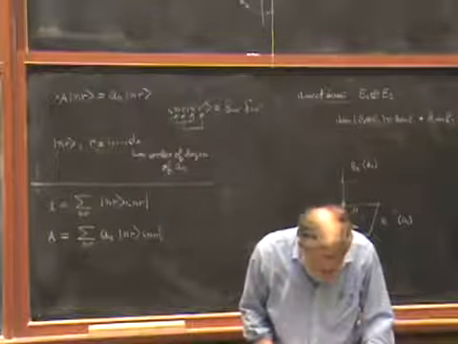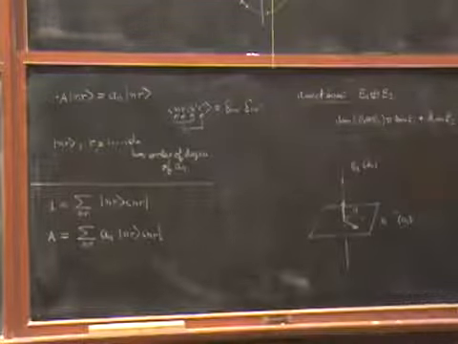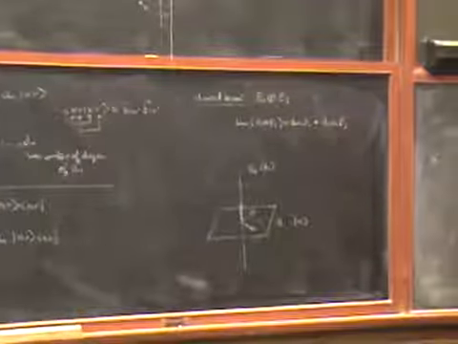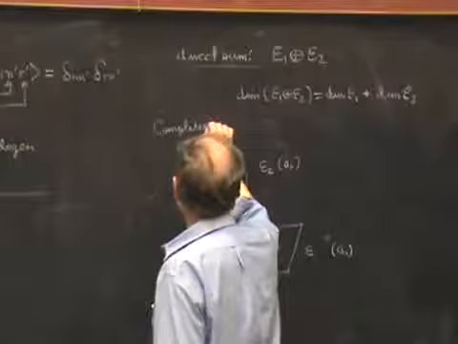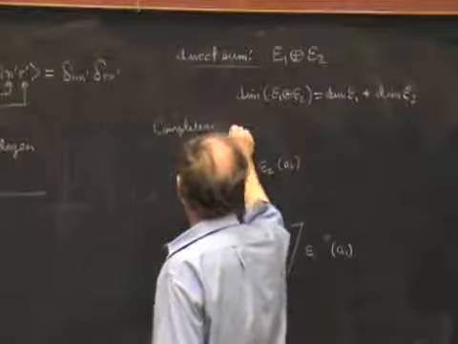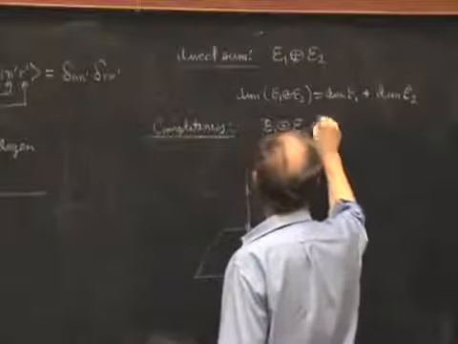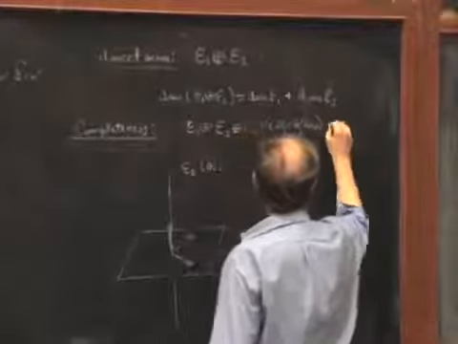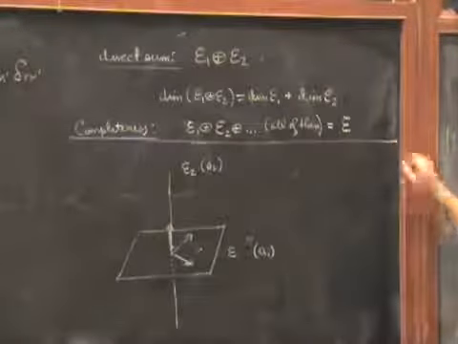All right. Now, I defined the direct sum of two subspaces up here. I hope it's clear what that means. Let me just mention now that the completeness property can be expressed in terms of the direct sum. It says that if you take the direct sum of the eigenspaces, all of them, you will get the entire ket space. This is a statement of completeness in terms of direct sums. Just a way of saying it.